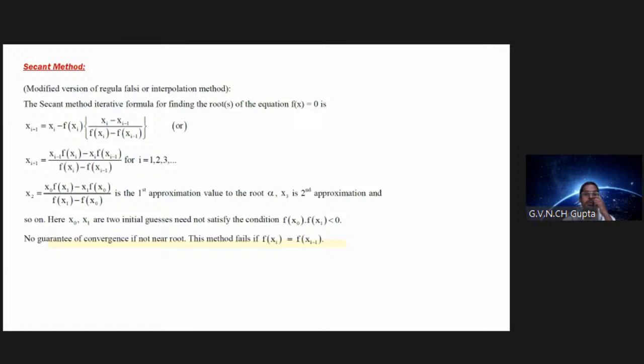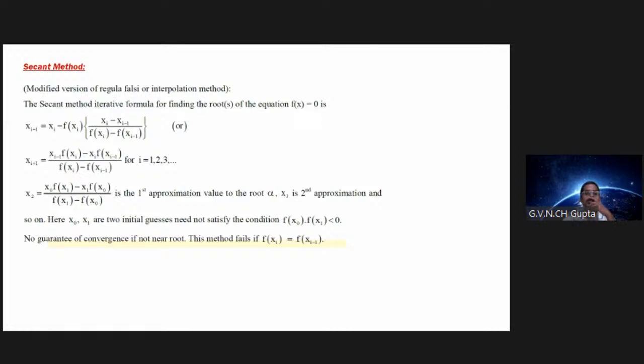The secant method iterative formula for finding roots of the equation f(x) equal to 0 is x(i+1) is equal to x(i) minus f(x(i)) into x(i-1) divided by f(x(i)) minus f(x(i-1)), or this way also some people take it: x(i+1) is equal to x(i-1) into f(x(i)) minus x(i) into f(x(i-1)), whole divided by f(x(i)) minus f(x(i-1)), for i is equal to 1, 2, 3, etc.